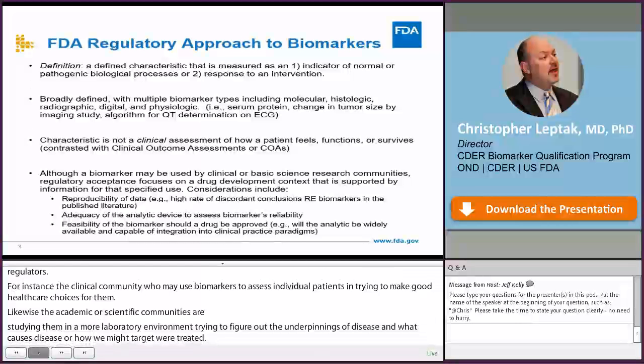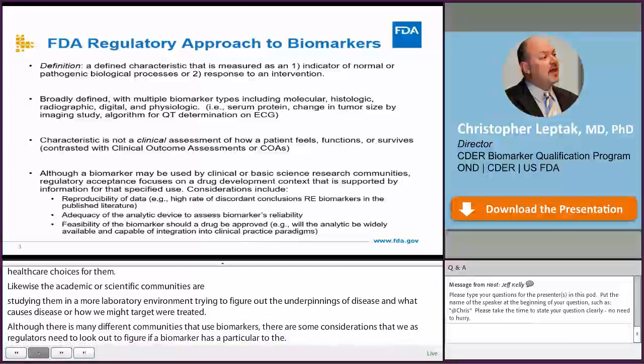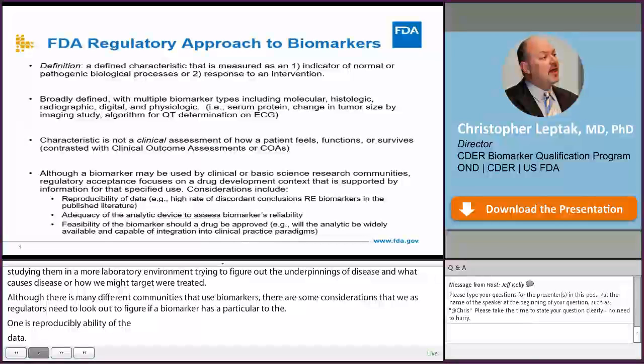One of those is reproducibility of the data. Although there's a lot of publications around biomarkers and their potential uses, it's a challenge in that many times the data from one lab to another is either studied in different ways or it's not consistent in its overall conclusions. And that reduces the generalizability of that data for us as regulators.